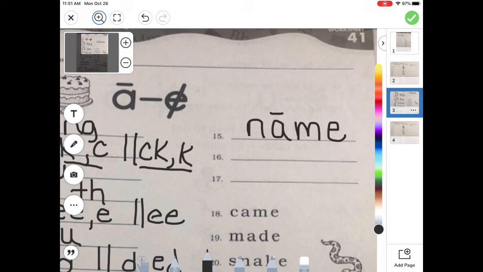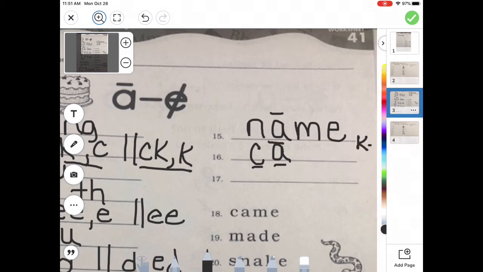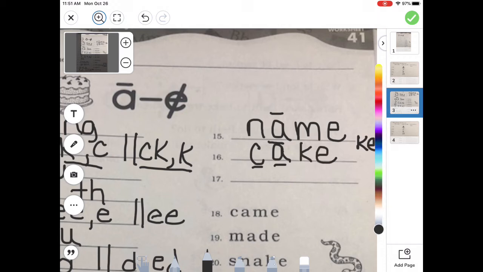Cake. Okay, the C, A. Now remember, it's always going to be C in front of an A. Ache. So I hear that K sound at the end, and I know if it's after a long A, it needs a K-E. So K-E, cake. All right, now I want to write the word ate. What do you hear? A-T, but to make it make the long A, I know I need that sneaky E.